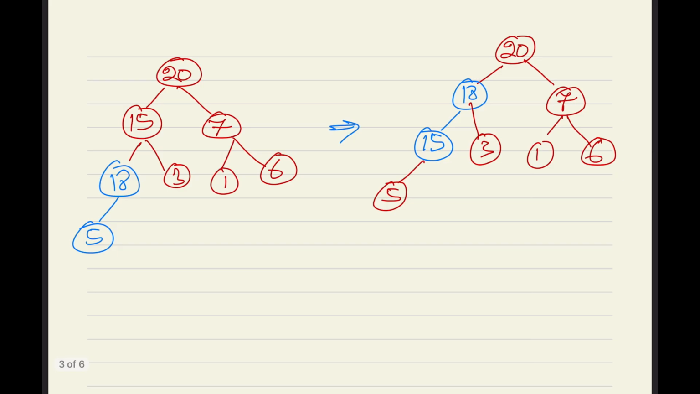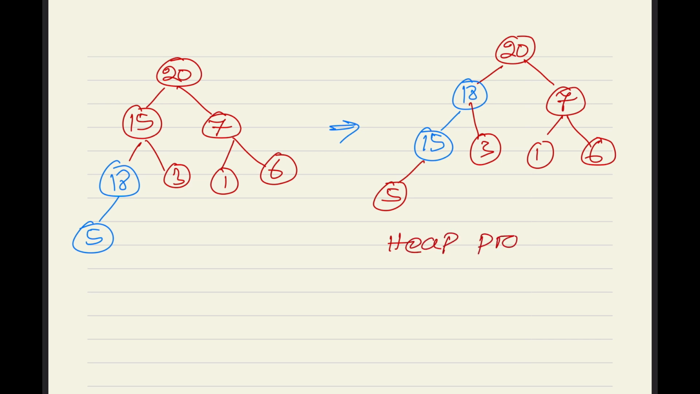So here you can check again after swapping. We have swapped 15 and 18 here. So this is the result after swapping. Now after swapping the child value with its parent, check whether the heap property is satisfied. Here you can see the heap property is satisfied.